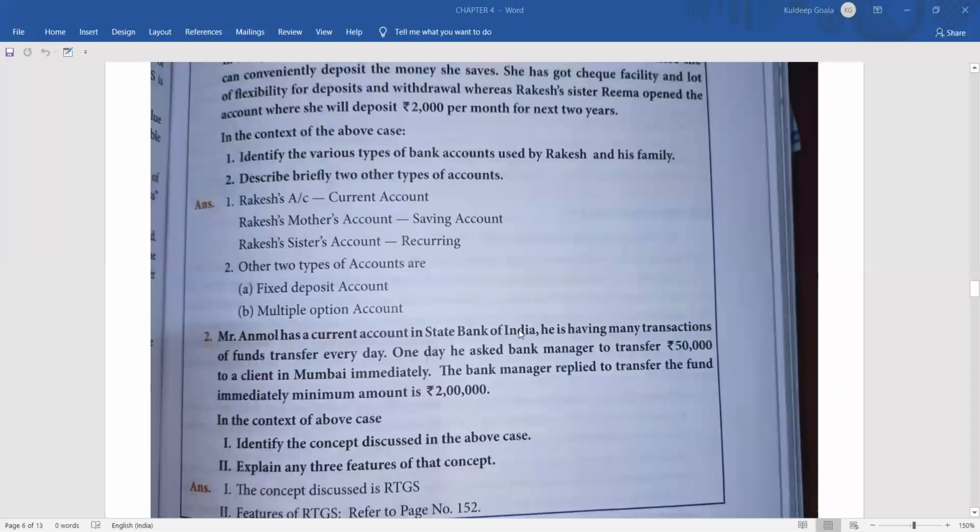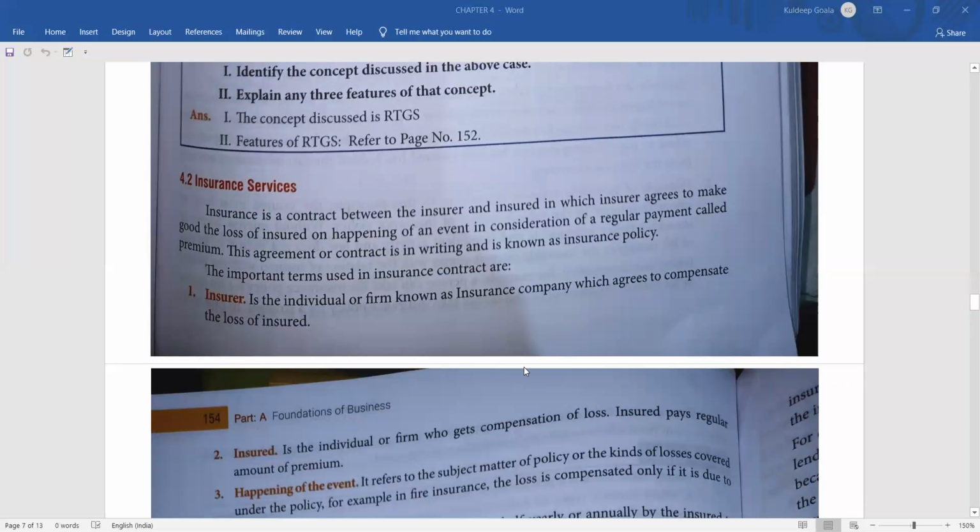That is the things mentioned here. Now let's come to the next point. After banking, we have got insurance, and this is the last part of this particular chapter: insurance services. So, what is here? Insurance is a contract between the insurer and the insured, in which the insurer agrees to make good the loss of the insured on happening of an event, in consideration of regular payment called premium.